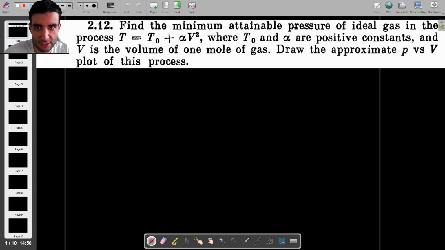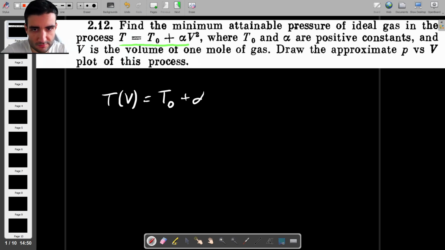So let's read the question and let's see how we can approach it. It says, find the minimum attainable pressure of an ideal gas in the process given by this. So the process tells us how the temperature depends on the volume. Okay, so let's write that here. Its temperature as a function of volume is some value T naught plus some constant alpha times V squared, where T naught and alpha are positive constants, so that's good to know. And V is the volume of 1 mole of gas.